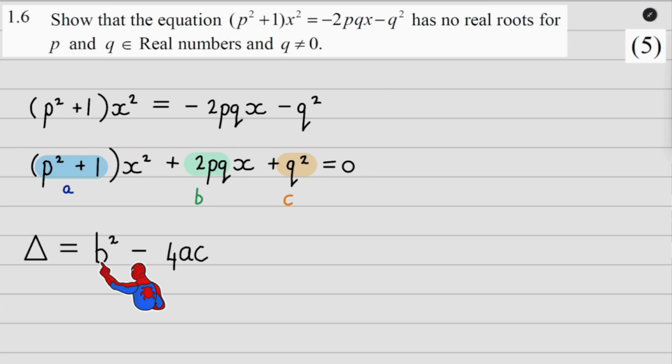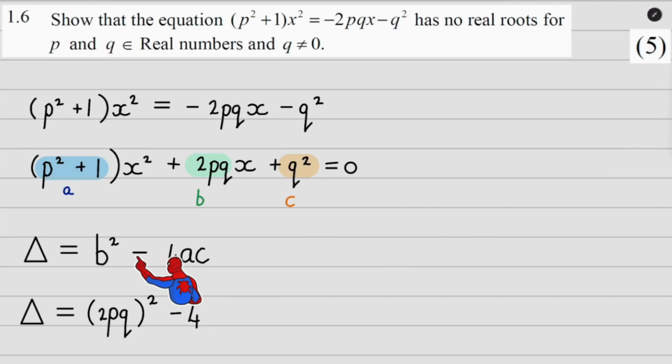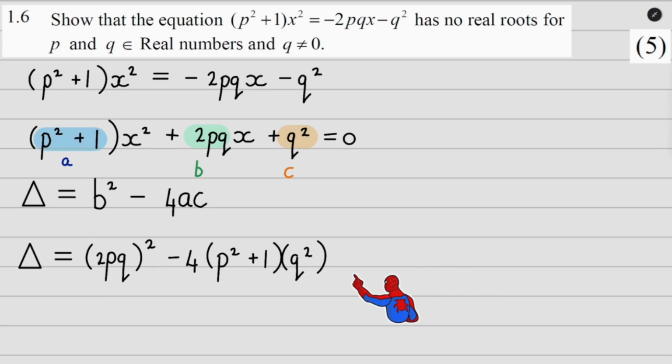Right, so I'm going to replace b with 2pq inside a set of brackets. And then I have the minus 4. I'm going to replace a with p squared plus 1 inside a set of brackets. Just remember, brackets bless your life, my bro. And then one last thing needs to be substituted. We need the c value at the end here. So I'm going to replace the c with q squared, and for comfort's sake, I'm going to use brackets, my bro.